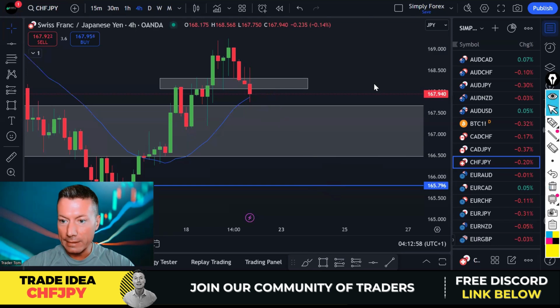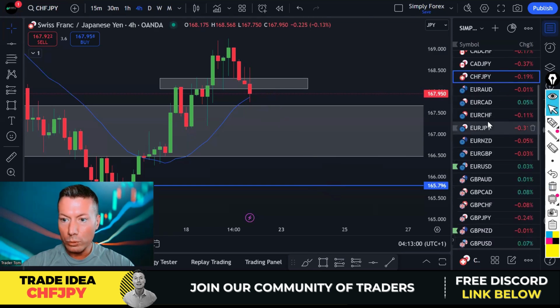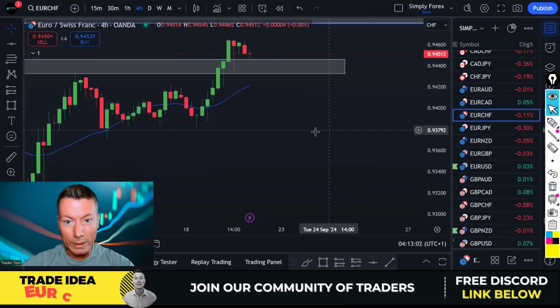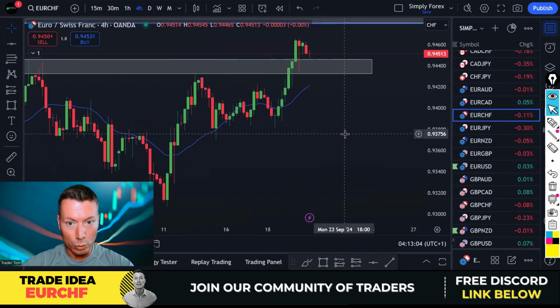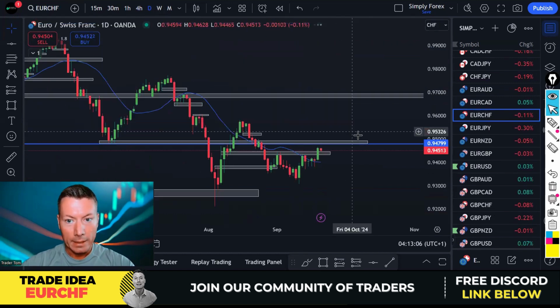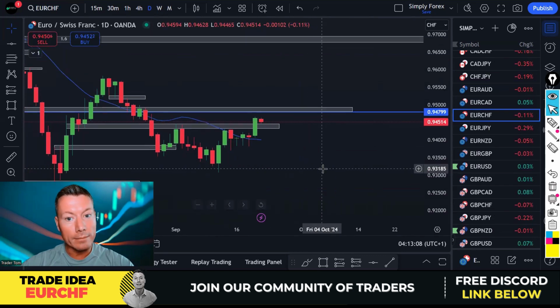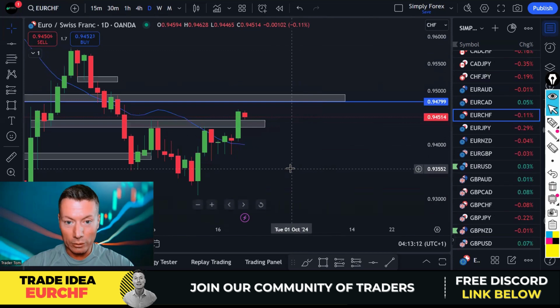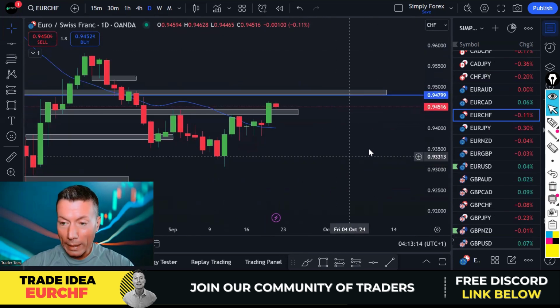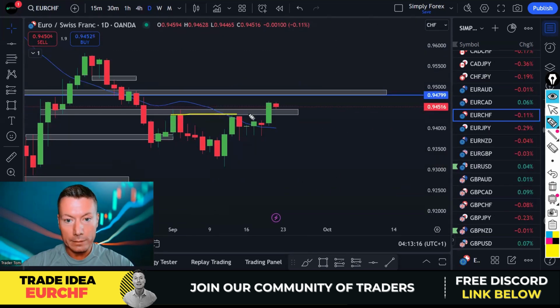So Swiss franc yen sells. We're also looking at euro Swiss franc buys, more Swiss franc weakness. Shout out to Brett. This was a trade idea from Brett yesterday, and it's going along nicely. I was just waiting for a break of this level, guys, because price for me was still in a downtrend until we broke this level.